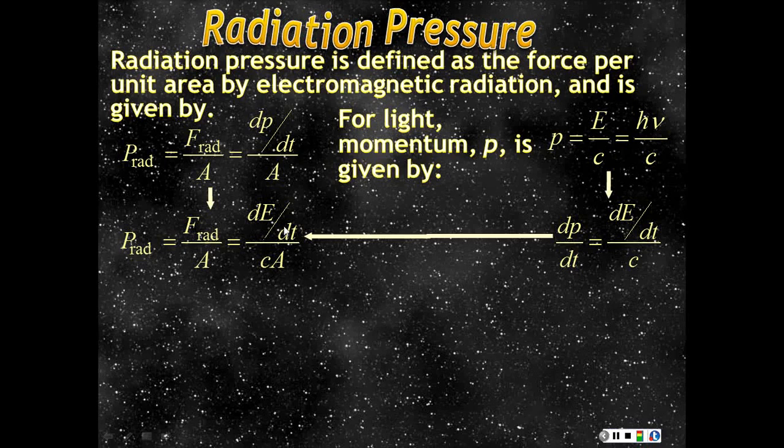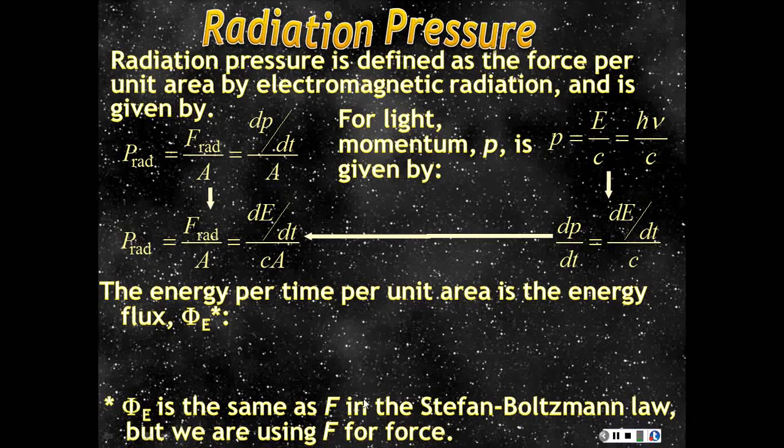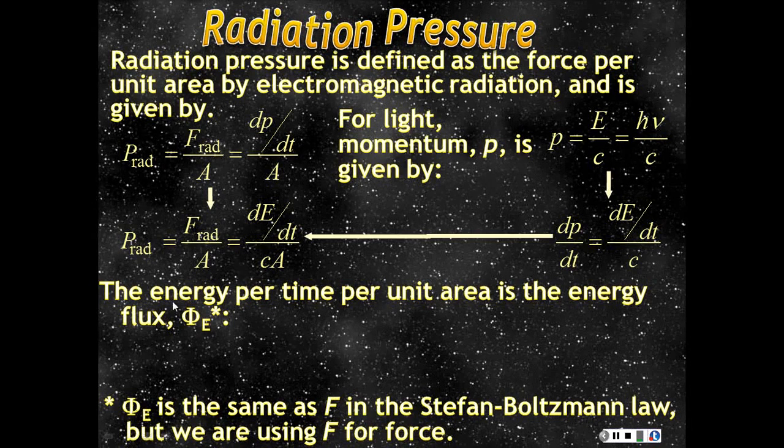And so now we get the radiation pressure is given by the rate of change of energy divided by the area of cross-section of the grain and the speed of light. Now the energy per time per unit area is the flux. In this case I'm using phi instead of F because I'm using F here to be force. This flux is the same as the flux in F equals sigma T to the 4. It is the energy per unit time per unit area, but we're using phi just to make sure that we don't get confused about forces versus fluxes. And so dE by dt over A is the energy per time per unit area, and so this reduces to just phi upon c. So the radiation pressure is the flux divided by the speed of light.